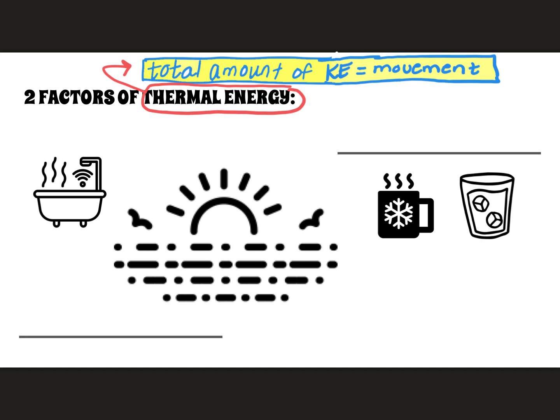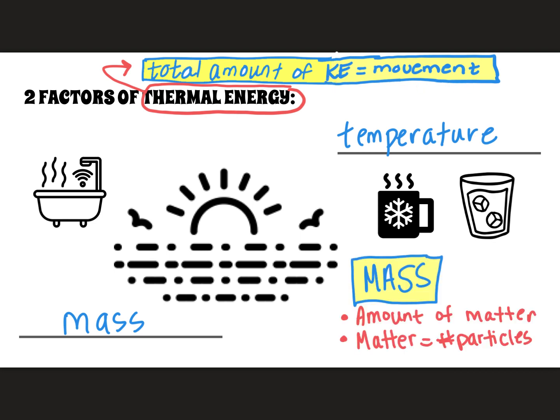There are two factors of thermal energy. They are mass and temperature. Before we consider these two factors, I want you to keep in mind the definition of thermal energy. It is the total amount of kinetic energy of a substance. Kinetic energy is the energy of movement. It's also important to understand the idea of mass. Mass is a measurement of the amount of matter, and all matter is made up of particles.